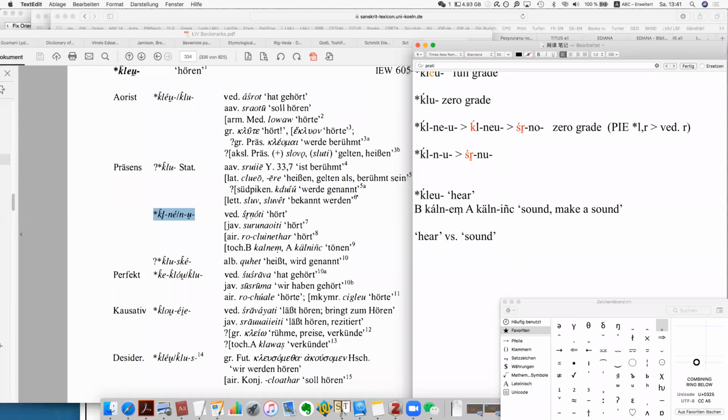Sound, to be specific, actually, what is sound? Sound means actually make someone hear, right? This is sound, right? To make someone hear. And I hope you still remember the meaning or semantics of the "n" suffix, right? Yeah, nasal present. What is the semantic of nasal present?